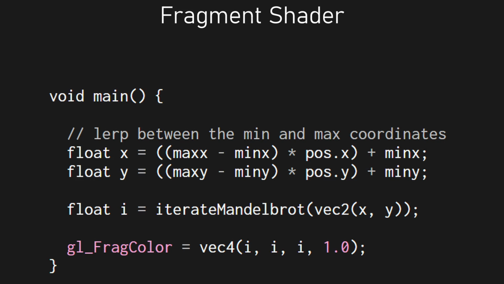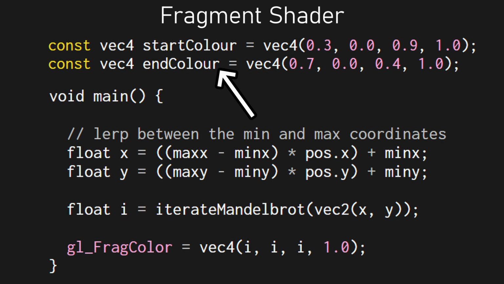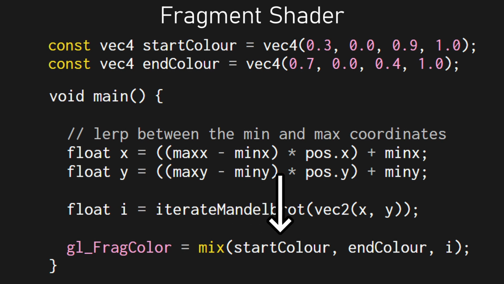If we go back into the fragment shader, you can see we're directly using the output of the iterate Mandelbrot set in all three R, G, and B channels, which means we get a grayscale image. But what you could do instead is use the output to interpolate between two different colors, giving us a nice gradient. So I've just defined two colors here called start color and end color, and these can be whatever colors you'd like. We can use the mix function and pass in the start and end color, as well as the output from the iterate Mandelbrot function, and this will produce a gradient for us.